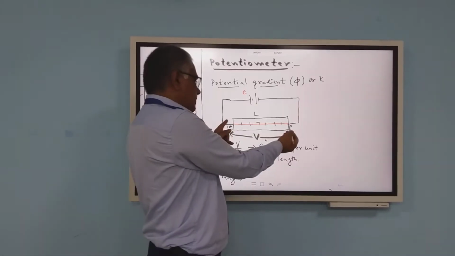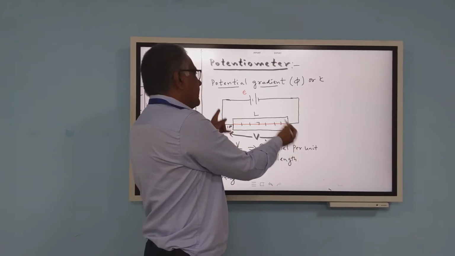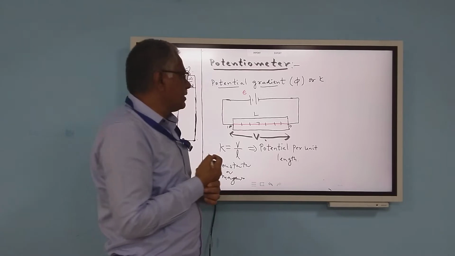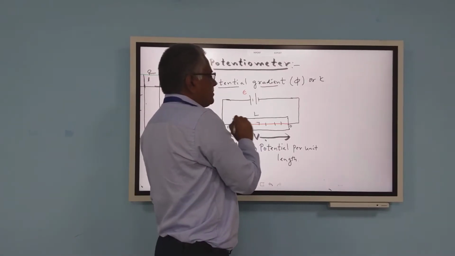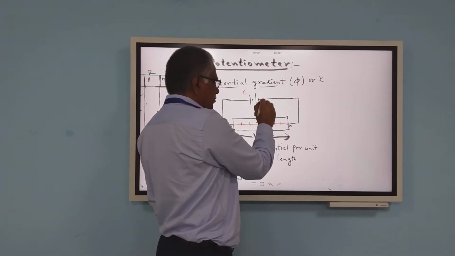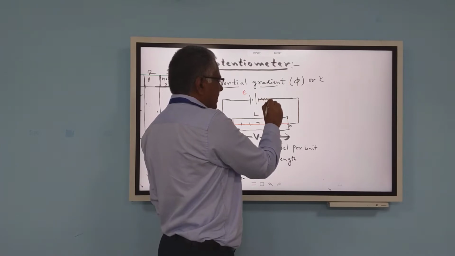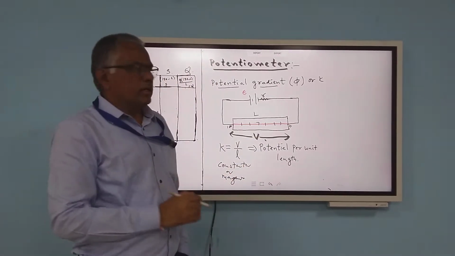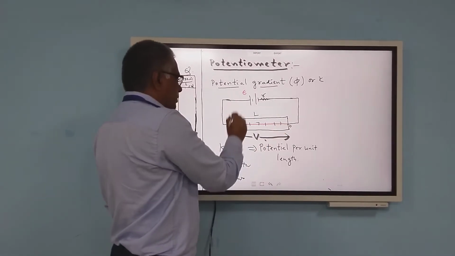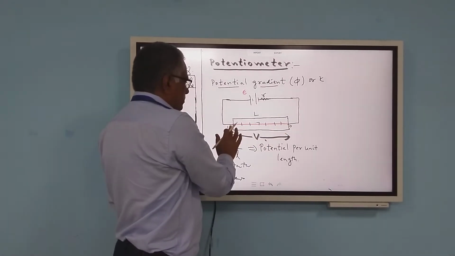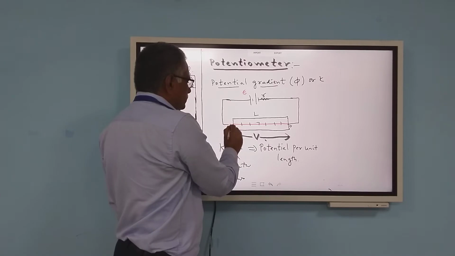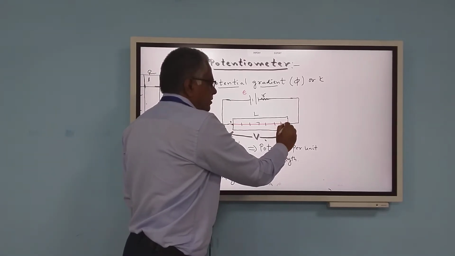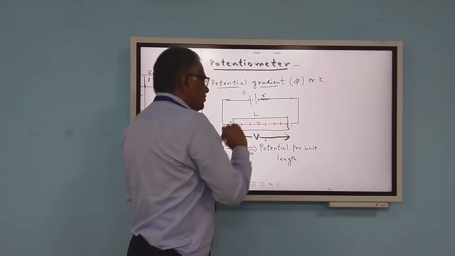This resistance wire is connected to a cell, to a battery of EMF E. Now, let us take EMF E, it will also have some internal resistance. I will write here the internal resistance as small r of the cell. Now, this is the resistance in the circuit. This is a 100 centimeter length of wire. Let us take L as the length of the wire.